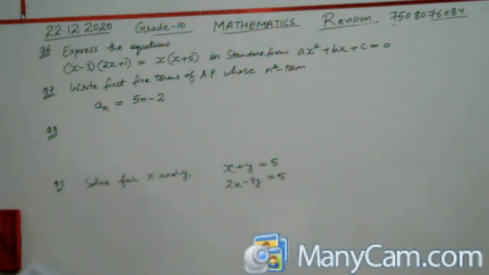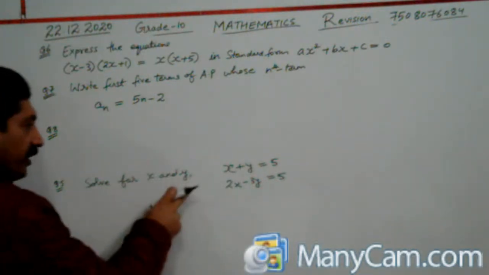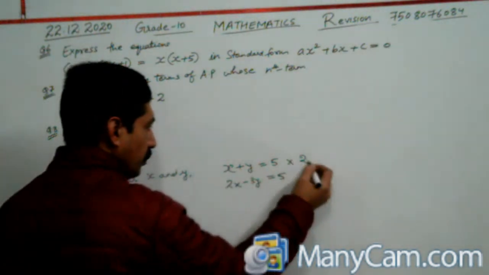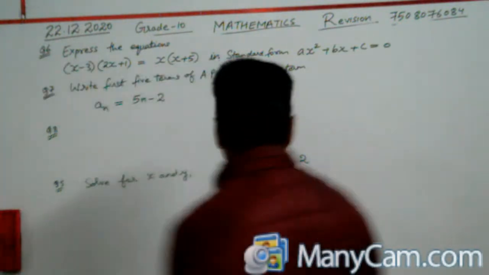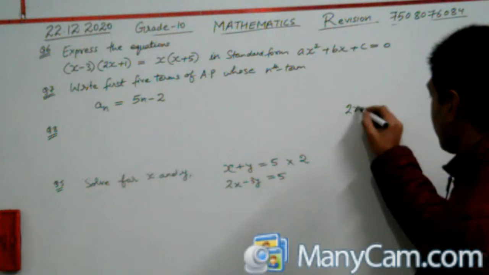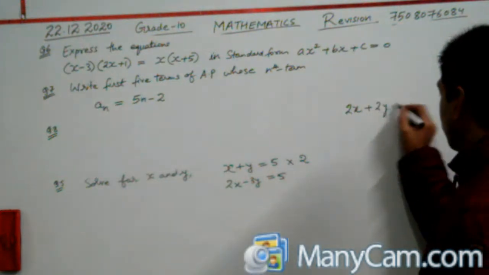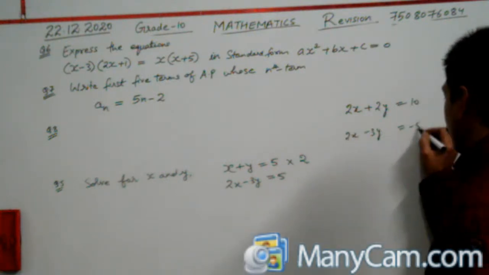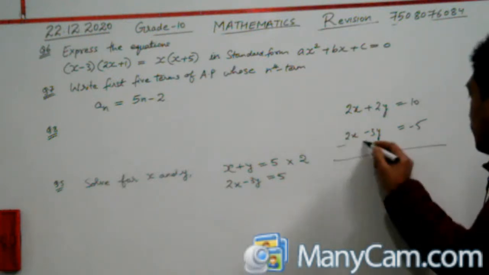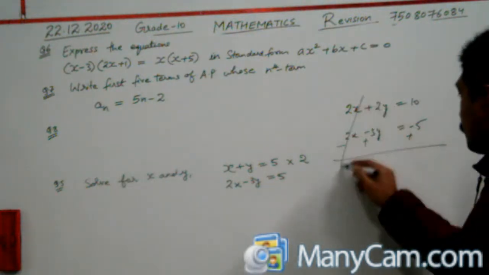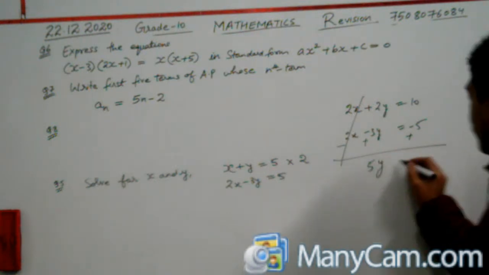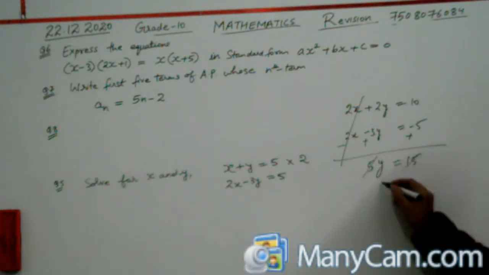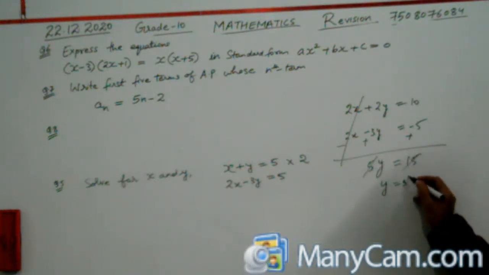Question number 8. Here it is very simple, we have to solve for x and y. We can multiply the first equation by 2, right? So we get twice x plus 2y is equal to 10, and already it is 2x minus 3y is equal to 5. Subtract one from another. Minus becomes plus. So we have 5y is equal to 15. So y is equal to 3.